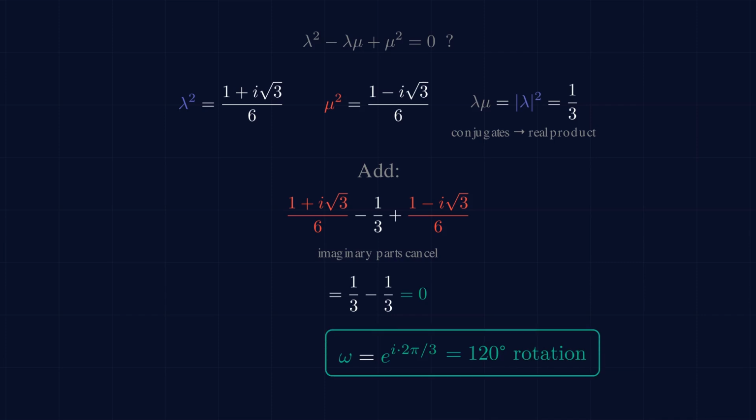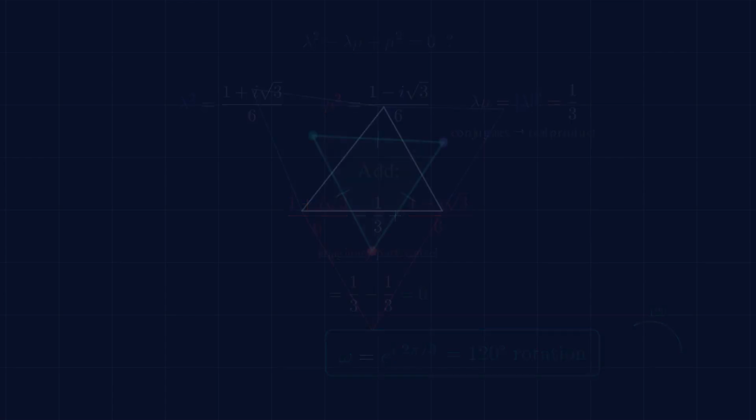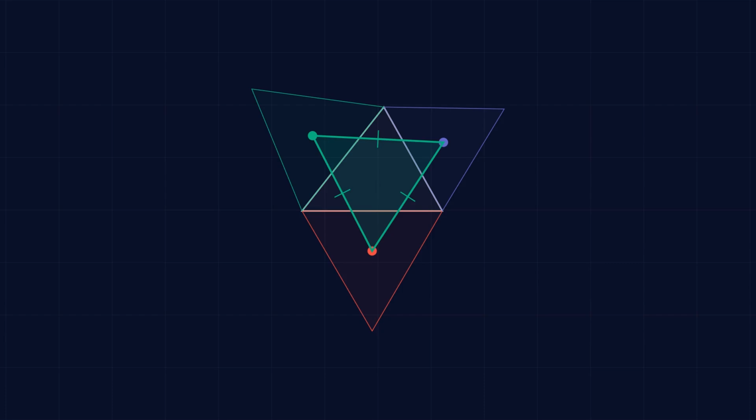So omega is a rotation by exactly 120 degrees. And this makes sense. 120 degrees is 1/3 of a full turn, which is the defining symmetry of an equilateral triangle. And there it is. Each side of the Napoleon triangle is the previous side, rotated by exactly 120 degrees, same length, perfect threefold symmetry.